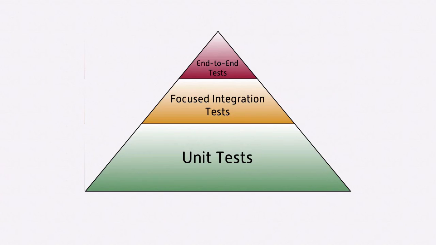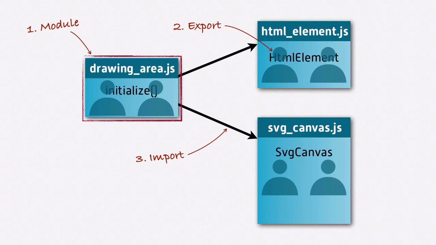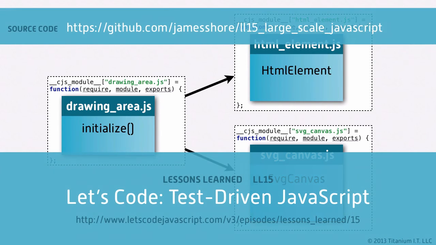So my preferred solutions are Karma for really fast cross-browser testing using a lot of unit tests, CommonJS to divide everything up, and then the Karma CommonJS bridge to make it all work together. And that's what I've learned so far about large-scale JavaScript development.